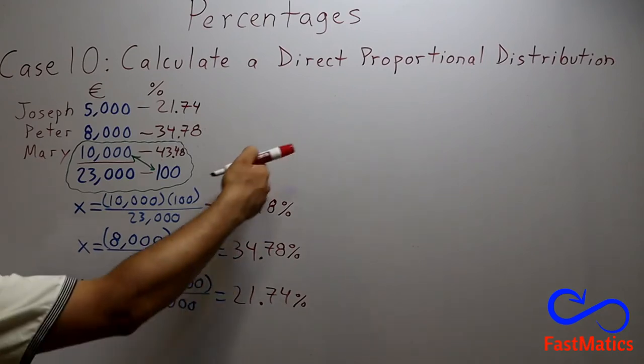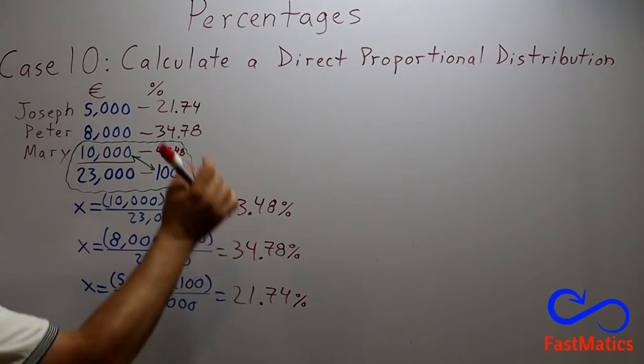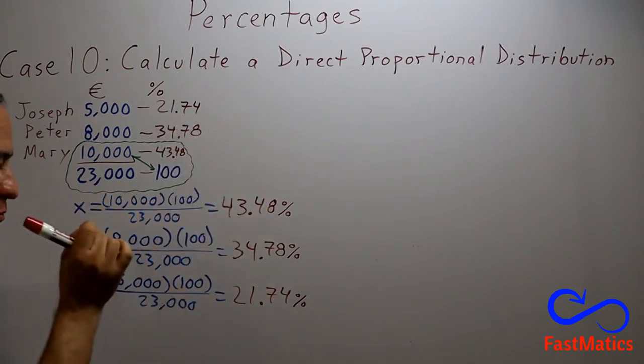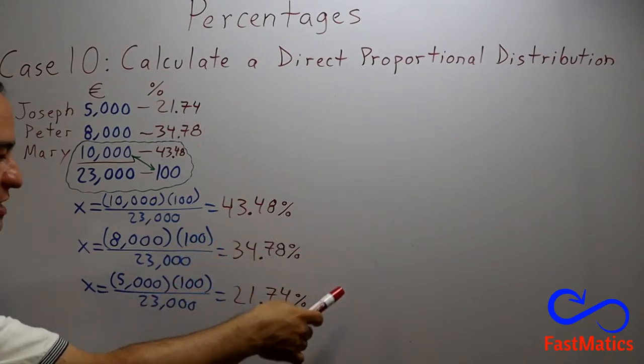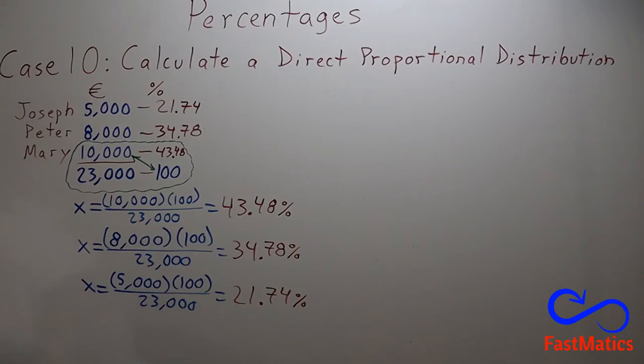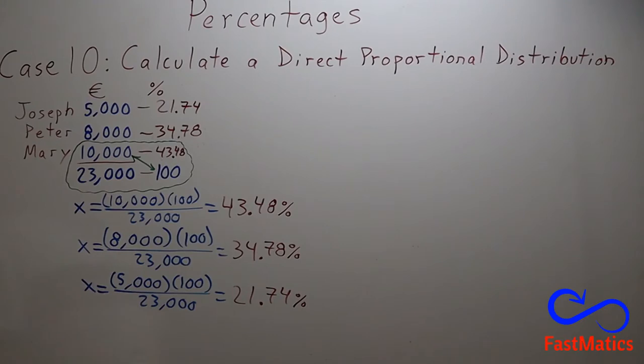How can I know if I'm doing it well? If you add percentages, you have to get always 100%. If it is not true, you are doing something bad. And here we can see that exactly we got 100%. If you have 43.48, 34.78, 21.74. Sometimes you are going to get 99.99% because of the rounding of decimal numbers. But here it is exactly 100%.